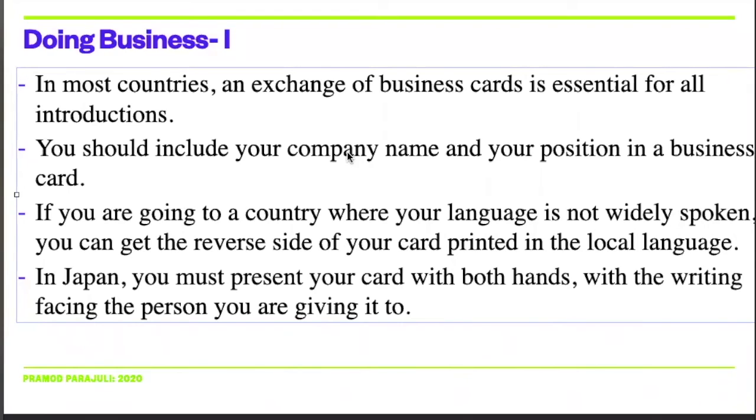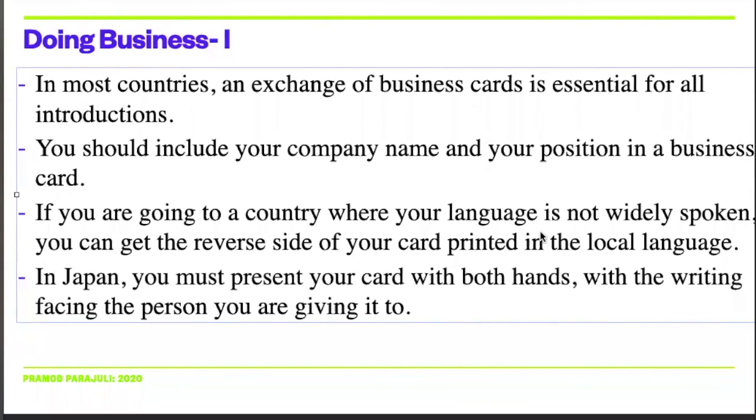So what do those business cards have? Your portfolio, your position, your office name, okay? These things are mentioned over there. Therefore, the person knows about your status and it will be easy for the person to talk to you. So exchanging business cards is very important in most of the countries in the world. It includes your company name and your position in the business cards.